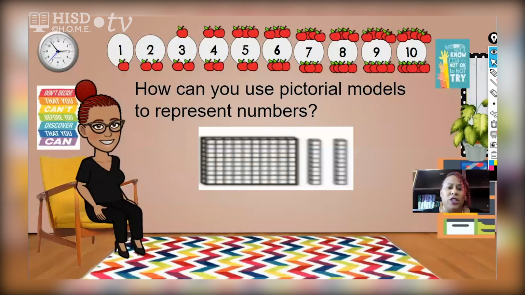For our guiding question today, we want to think about how can you use pictorial models to represent a number? Look at the picture we have here. Do you see any ones, hundreds, tens? What number do you see represented here in this picture? I know we said this square equals how much? That's right, it equals 100. And this bar, each one is 10.